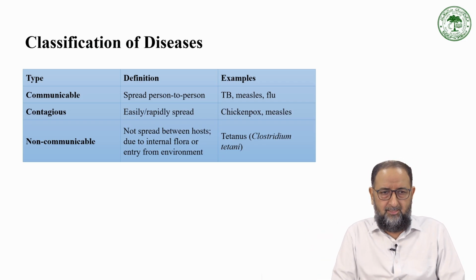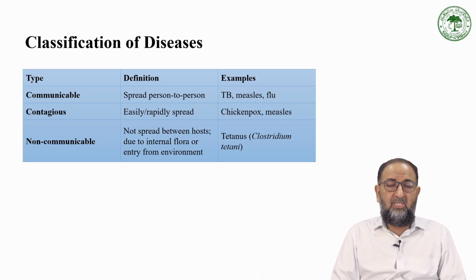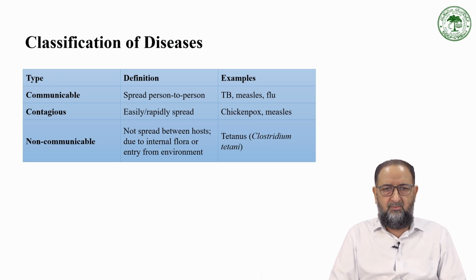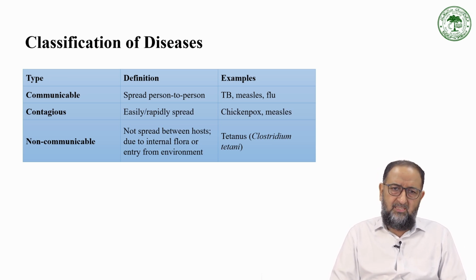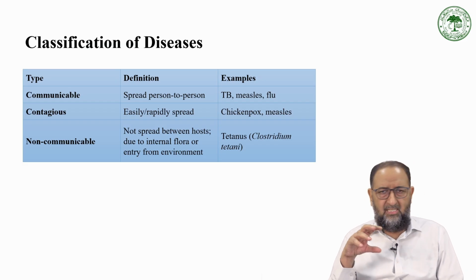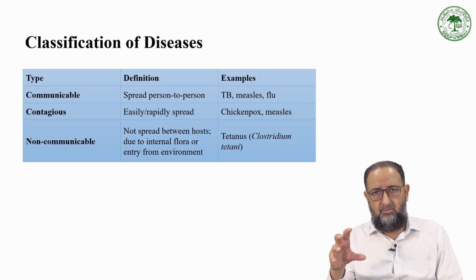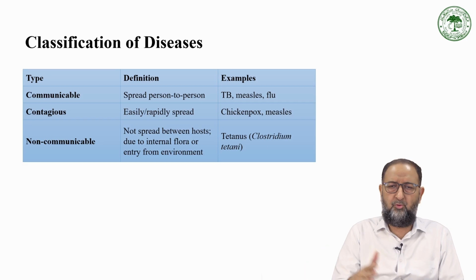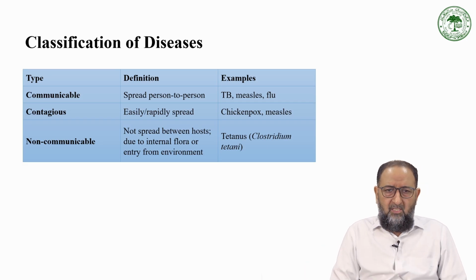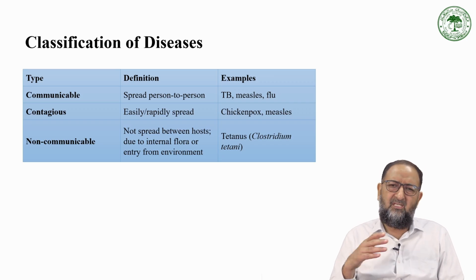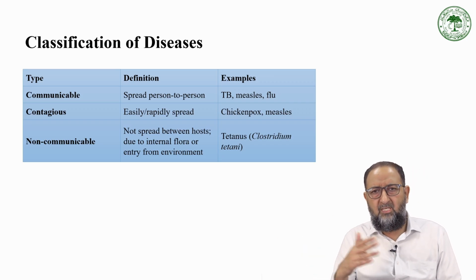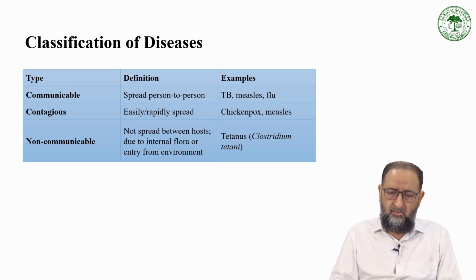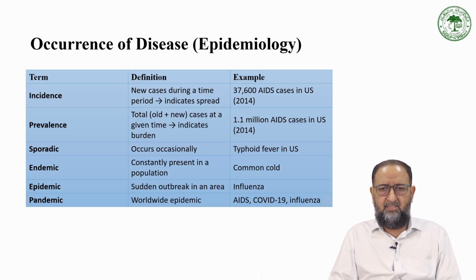We call this highly contagious, like chicken pox and measles. Then there are non-communicable diseases. Non-communicable disease means they cannot spread from person to person. Once the host is carrying the disease, it can remain confined to that particular host. It will not spread from host to person, and arises due to internal flora or entry from the environment, like tetanus, Clostridium, until it gets infected through personal contact or some other relation.